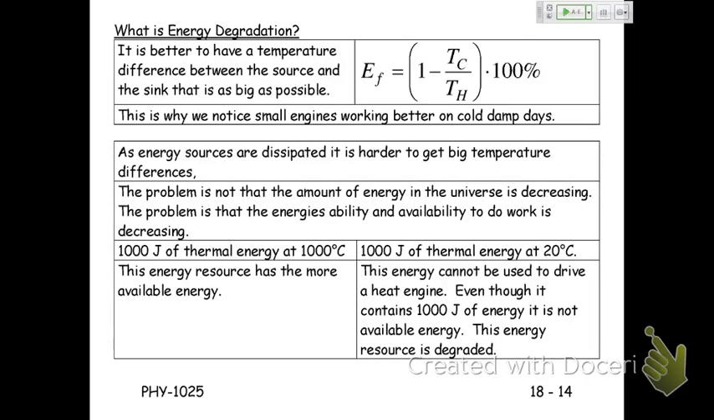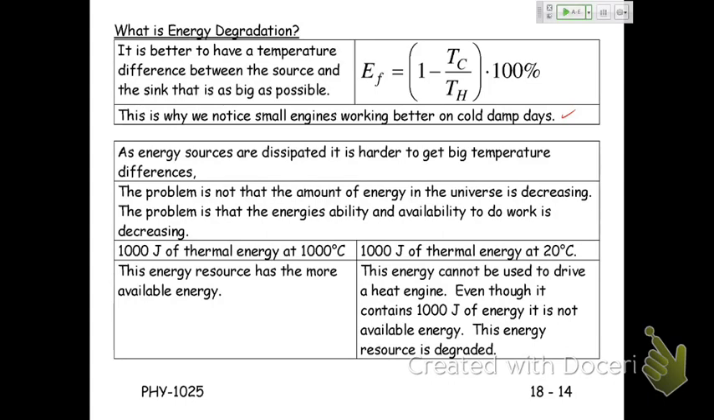So we talk about energy degradation. It's basically the hot bits get cool and the cool bits get warm, and eventually we're all at the same temperature, and heat engines no longer work. It is better to have the temperature difference between the source and the sink be as big as possible to get the biggest efficiency. This is why we notice small engines work better on cold, damp days.